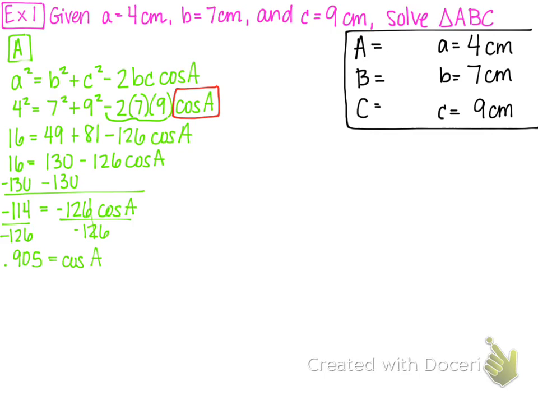missing angle. So here we've got to do our little switcheroo like we were doing a couple days ago. So we're going to take these, do a little switcheroo. So we've got cosine inverse of 0.905 is going to give us what angle A is. And make sure your mode is in degrees, and you come up with 25.2 degrees. How's that? So let's fill in our chart.